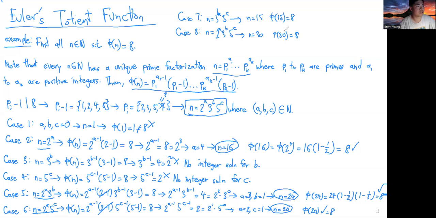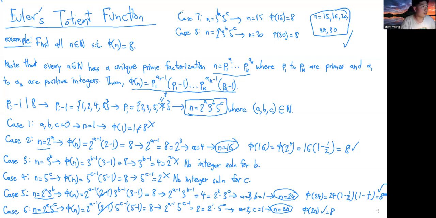So then your final solutions will be n is equal to 15, 16, 20, 24, and 30. And yeah, so this is your final solution. So that's pretty much how it goes. That was longer than I expected, and I used up the whole screen.